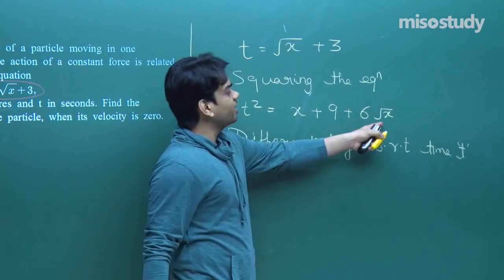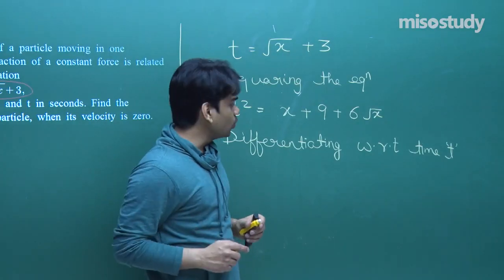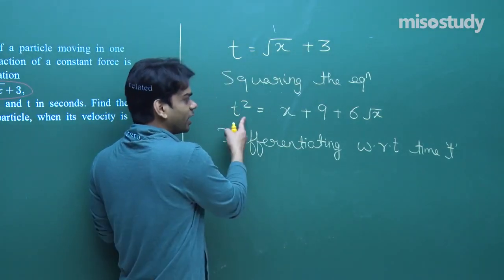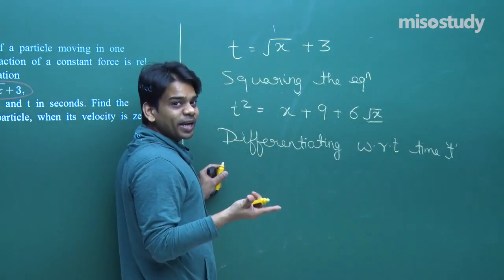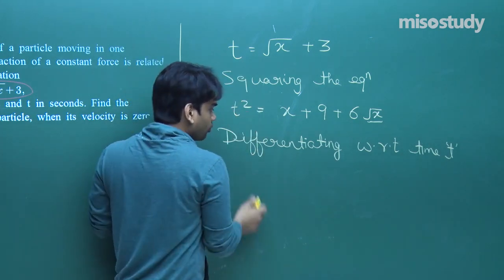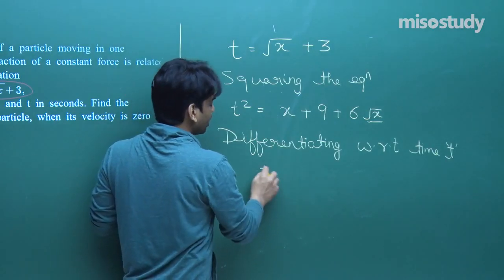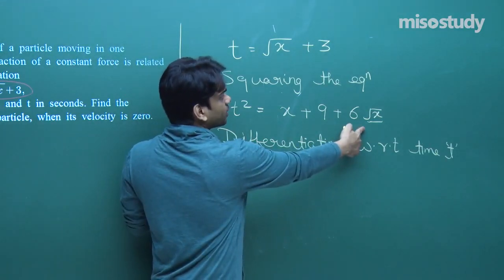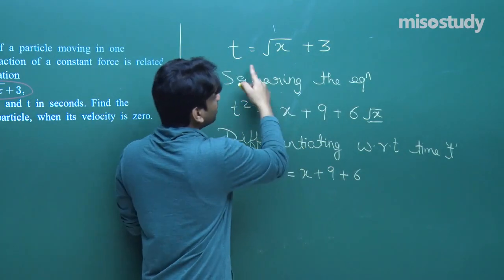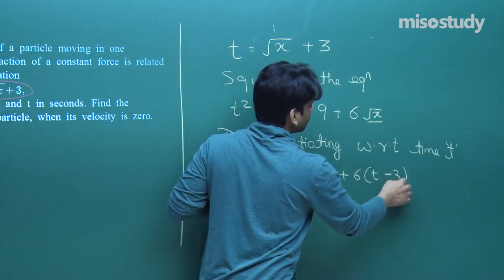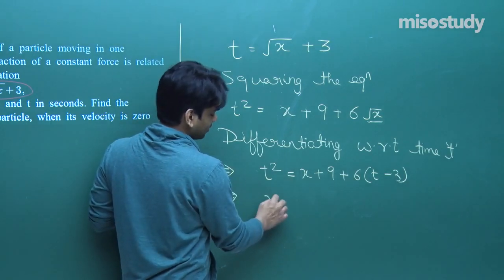Now here root x again we are having. Root x we can substitute by t minus 3. That is the thing we can do. Because if I differentiate, again we will have a root x problem. So why not substitute root x in terms of t minus 3? So before differentiating, you have to substitute root x in terms of time. So you will have t square is equal to x plus 9 plus 6 into t minus 3. You can do this.